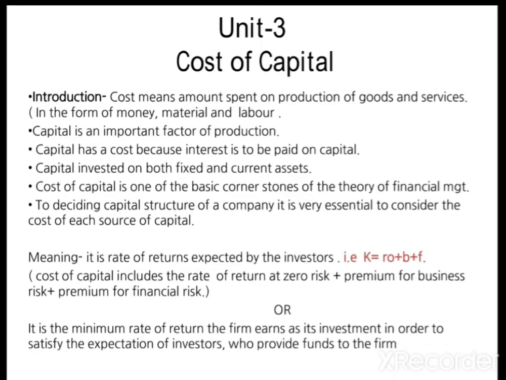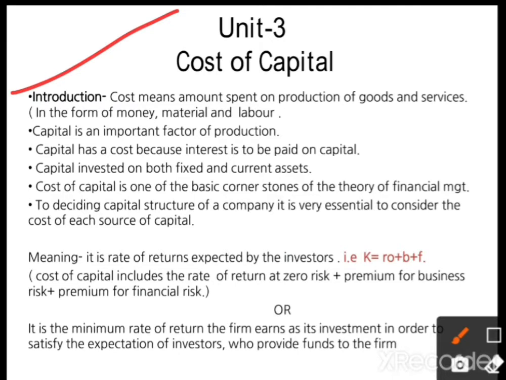What is cost of capital and the types of cost of capital. Let's start with the introduction. In this chapter, two concepts are there, cost and capital. Cost means the amount spent on production of goods and services. It means whenever we are going to produce goods or services, what we spend at that time is nothing but a cost. It may be in the form of money, material, or labor. Next, capital is an important factor of production.